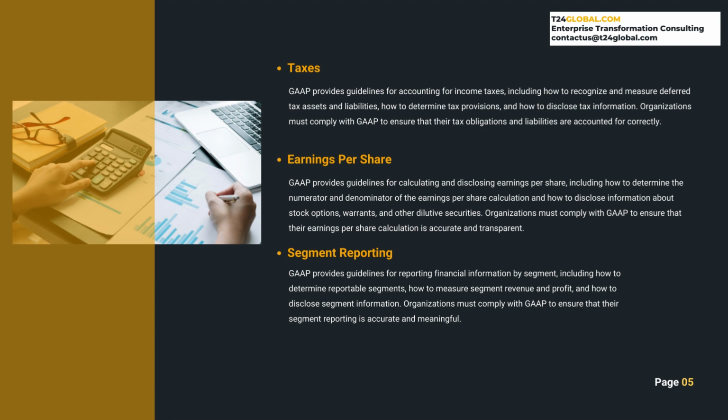9. Earnings per share. GAAP provides guidelines for calculating and disclosing earnings per share, including how to determine the numerator and denominator of the earnings per share calculation, and how to disclose information about stock options, warrants, and other dilutive securities. Organizations must comply with GAAP to ensure that their earnings per share calculation is accurate and transparent.